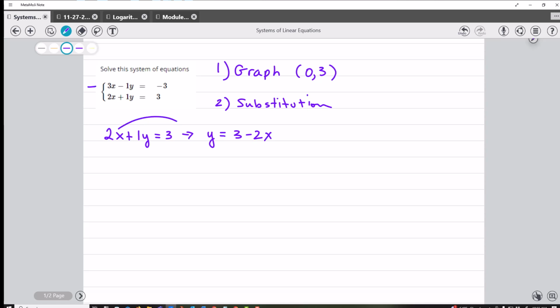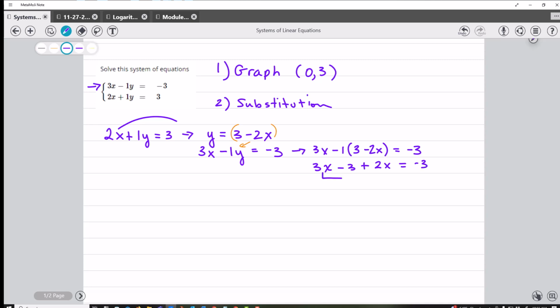And now what I can do with this is take this second equation, 3x minus 1y equals negative 3, and where I see a y, plug that value in. So I would have 3x minus 1, and then the y, be sure and put this in parentheses because we're going to distribute the negative sign, equals negative 3. So 3x minus 3, a negative and a negative, plus 2x equals negative 3.